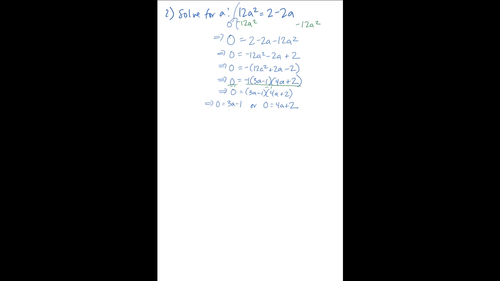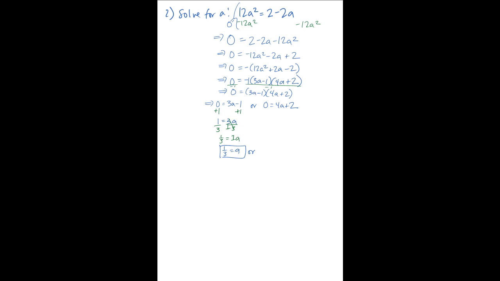So now we want to get a by itself on one side for the equation on the left and for the equation on the right. So what's the opposite of the minus 1? It's adding 1 to both sides. So I get 1 is equal to 3a. And then I want to get a by itself, so the opposite of multiplying by 3 is dividing by 3. So I divide both sides by 3. 3 divided by 3 is 1. So I get 1/3 equals 1a. And 1a is just a, so I get 1/3 is equal to a. That's one possibility.